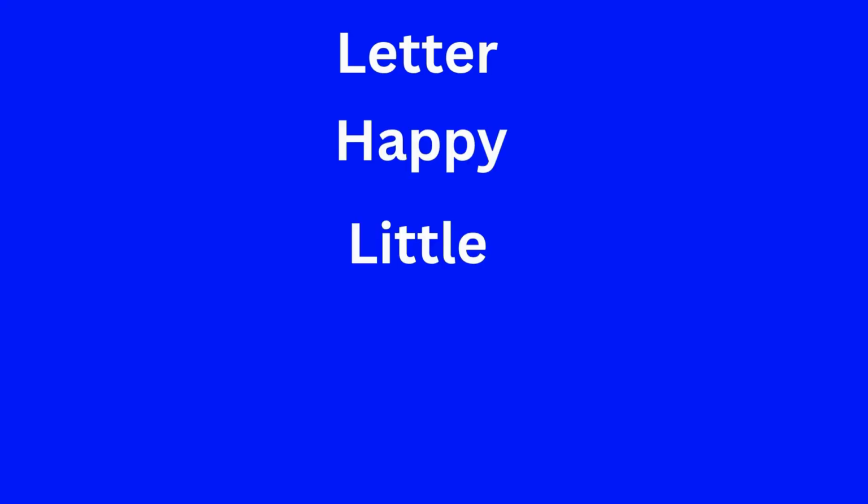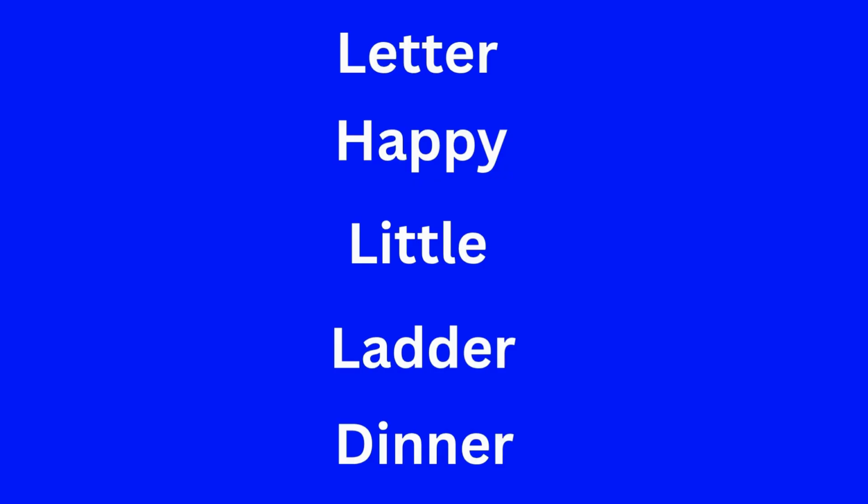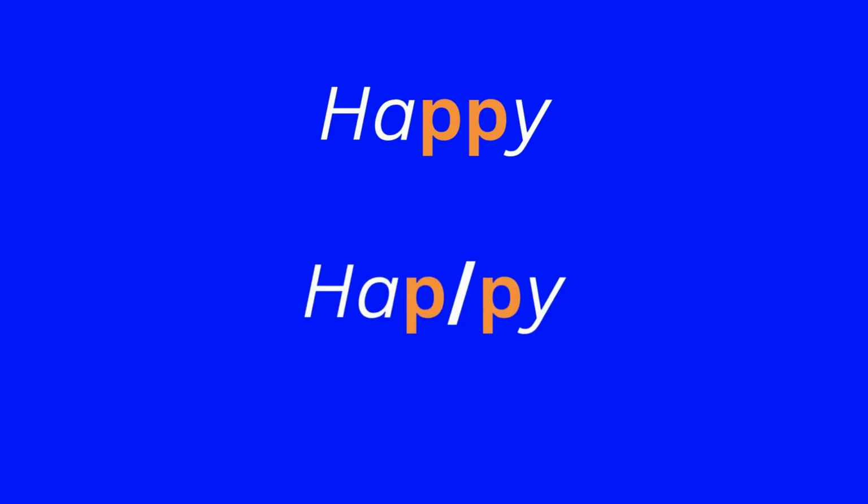Letter, happy, little, ladder, dinner. Now, let's break them down carefully. In the word letter, we see two T letters together in the middle of the word, TT. So we divide the word between the double letters: let, ter. In happy, we also see two P letters together, PP. So we split the word like this: hap, py.